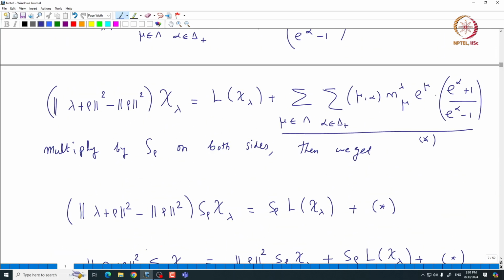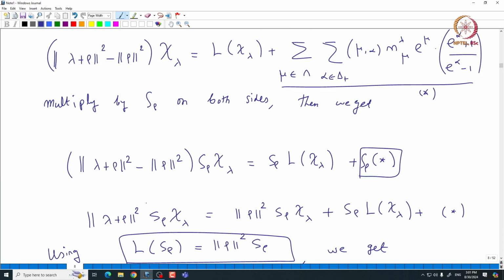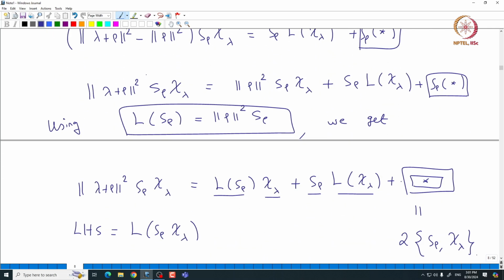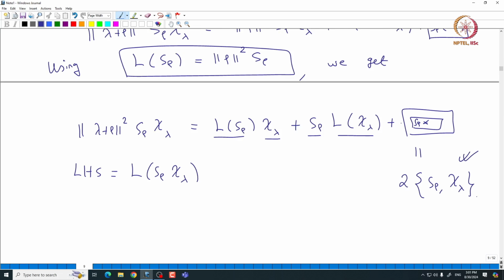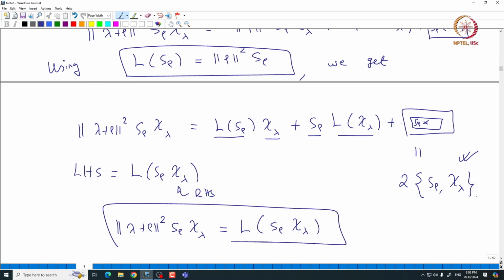So, we are going to multiply S rho with this star. So, this is what we get here. So, this is exactly this. That implies that the right hand side is indeed this. This is the right hand side. So, that proves that norm of lambda plus rho squared times S rho chi lambda is exactly given by the Laplacian applied on S rho chi lambda. This is what we wanted to prove.